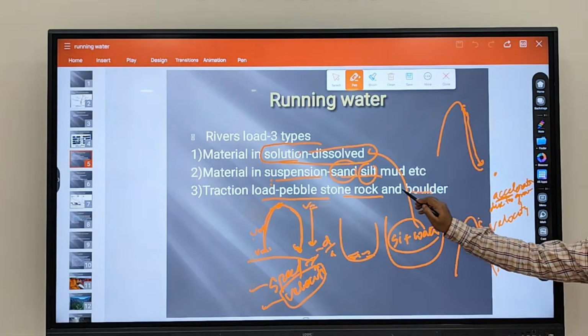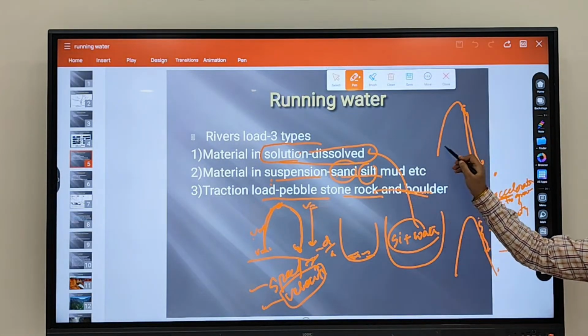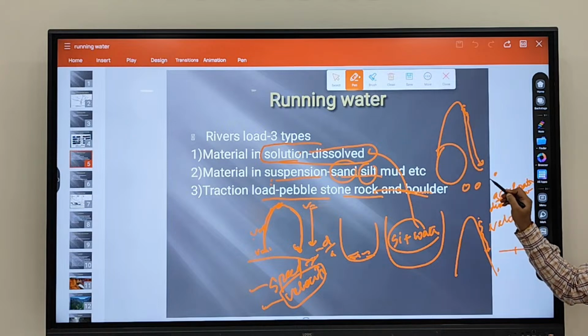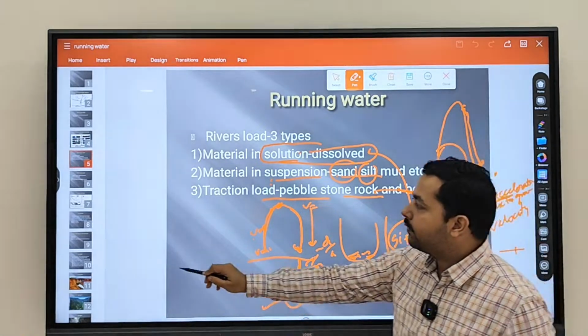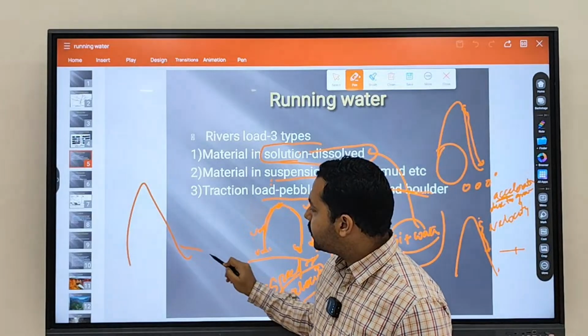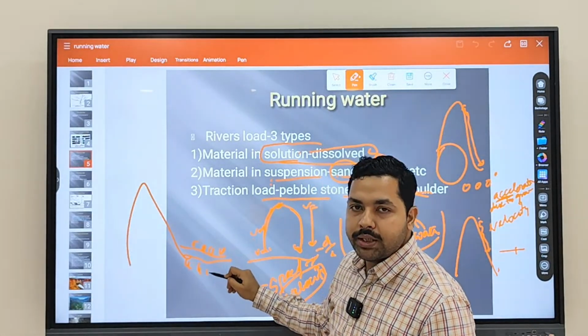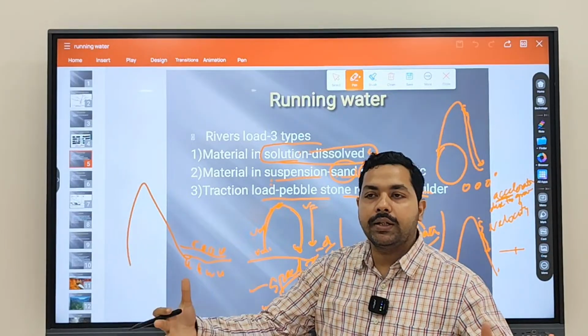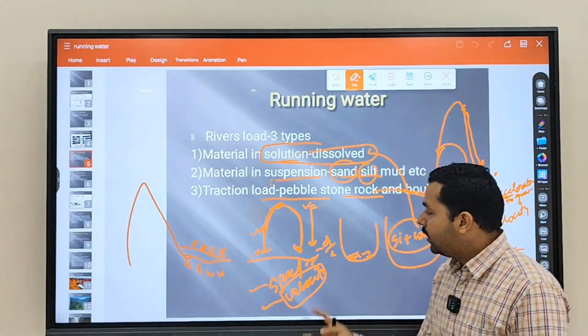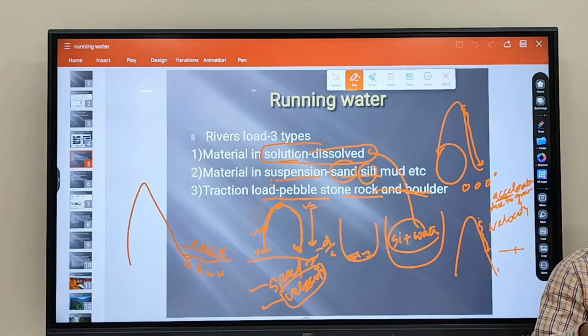Yeah, it can carry heavier things like boulders, big stones, big boulders like this. That's why when you go to the mountain and you see rivers coming from the mountain, on the edges of the river you'll find many boulders, many stones. Why is it there? Because the river, due to high velocity, is able to carry all this material.